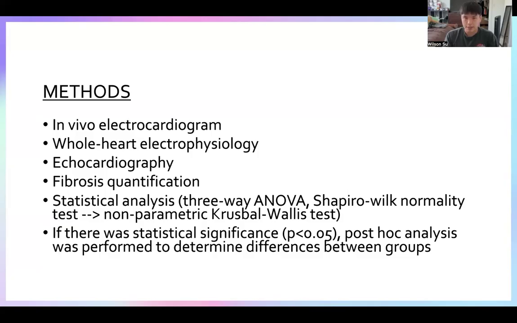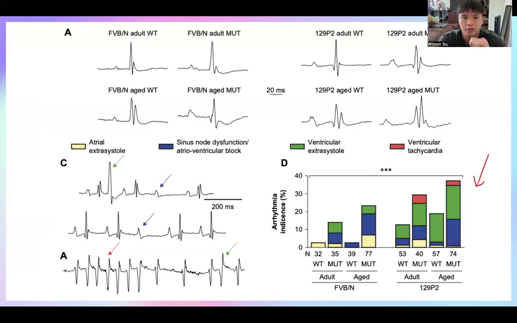Lastly, statistical analysis. There are a lot of different methods and techniques they use: three-way ANOVA, the Shapiro-Wilk normality test, going into a non-parametric Kruskal-Wallis test, and then if there's any statistical significance, they use a post hoc analysis. To interpret all of this data, the main takeaway, which I always marked with a red arrow, is that the aged mutants were the most affected, but in general, this whole 129P2 strain had more ventricular extrasystole, ventricular tachycardia, and just a lot more heart problems and heart conditions.